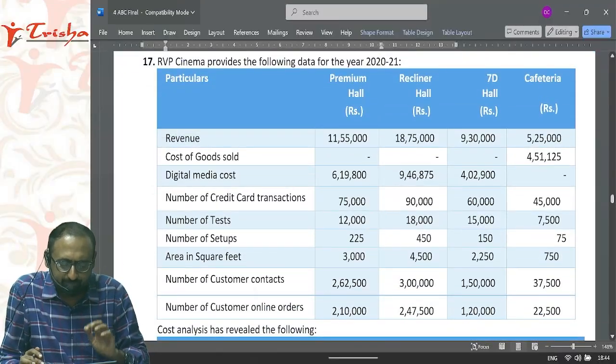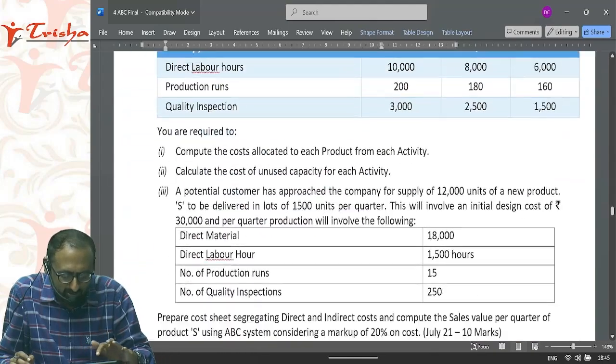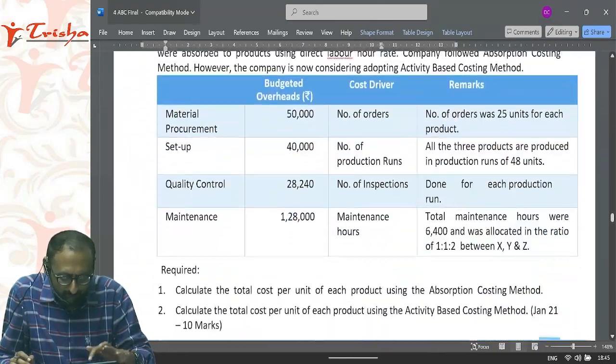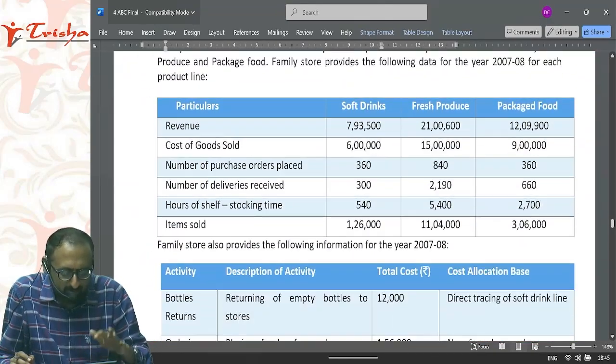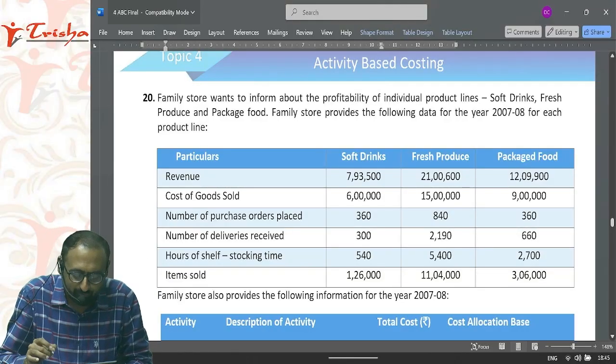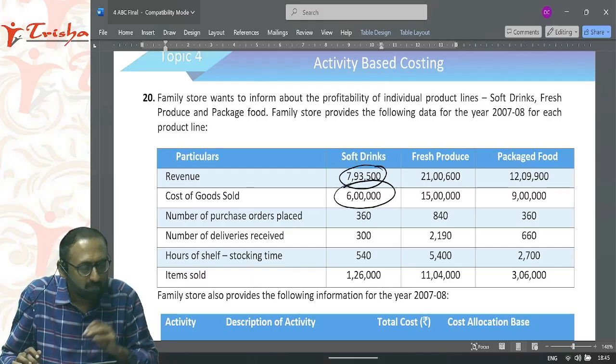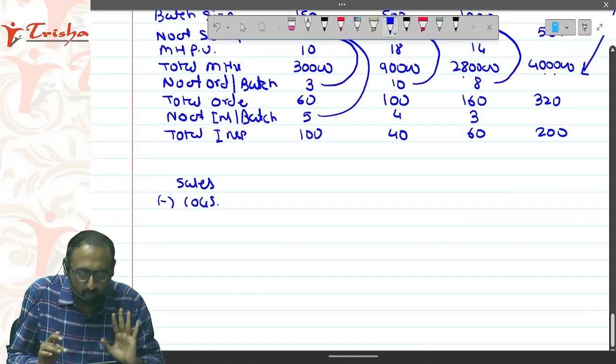This one, Saji. Premium hall, recliner hall, question 17. Or you can check the next appropriate question, Saji. The next appropriate one will be this type, question number 20. Soft drink, fresh produce, packaged food. Revenue is given. Cost of goods sold will be given. Correct, guys?